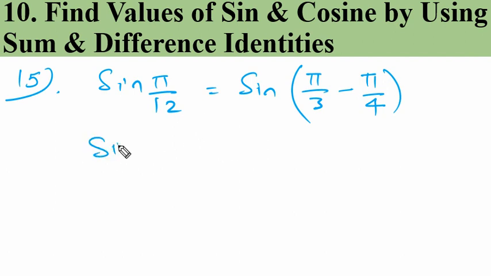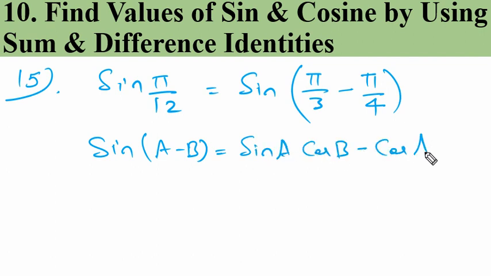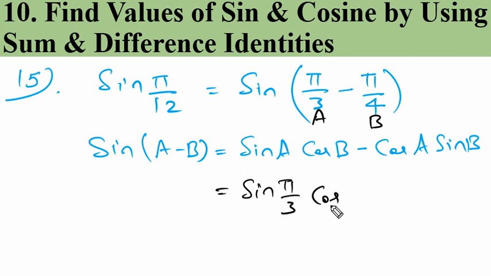Now sine A minus B, the trigonometric identity, what is it? This is sine A cos B minus cos A sine B, right? A is pi over 3, B is pi over 4. So what will I do? Sine pi over 3 cos negative pi over 4 or pi over 4? It is only pi over 4 because negative is in the formula, right?